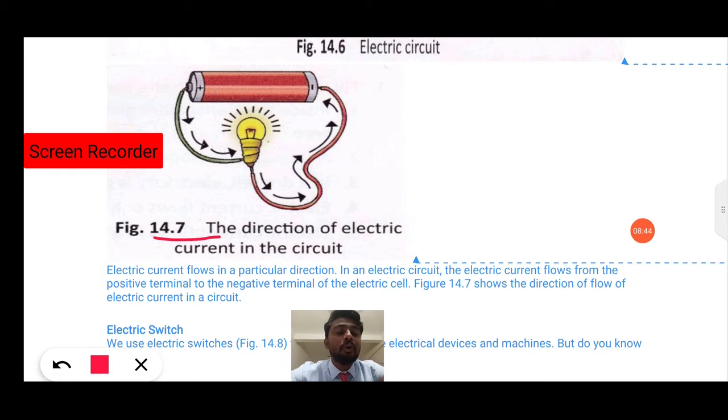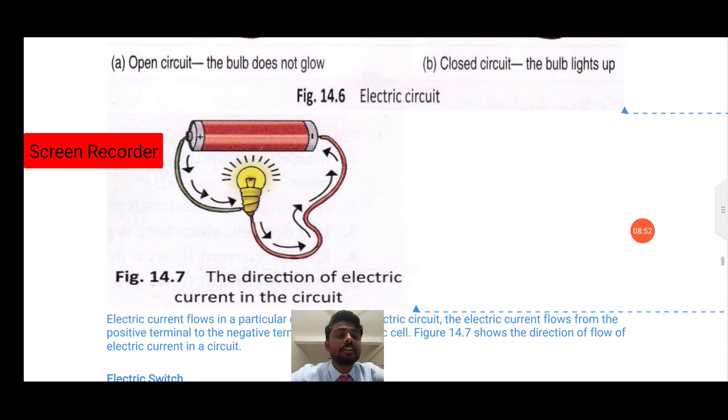Directions of the flow of the electrical current in a circuit. All of you understand about the direction of the electrical current in the circuit? Okay. See the directions of the electrical current in the circuit.